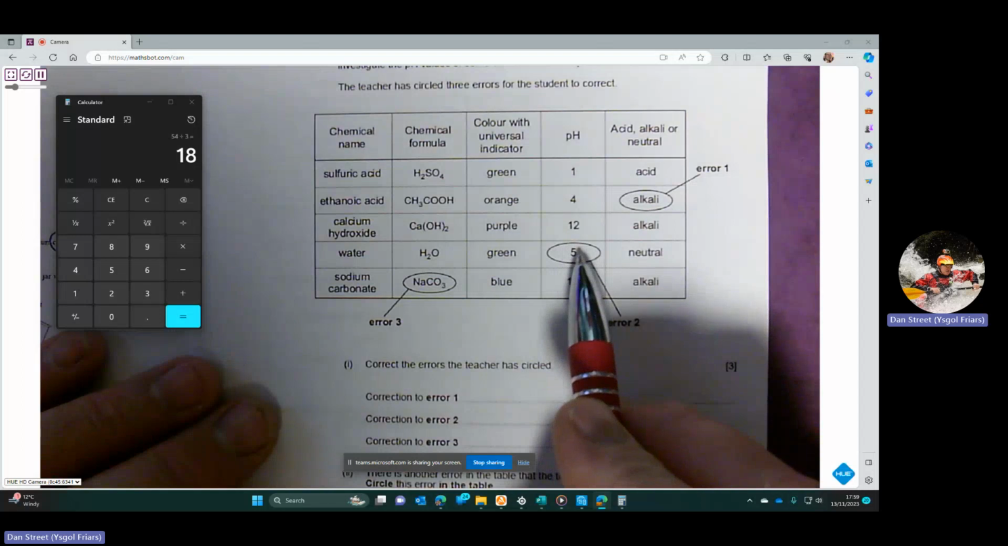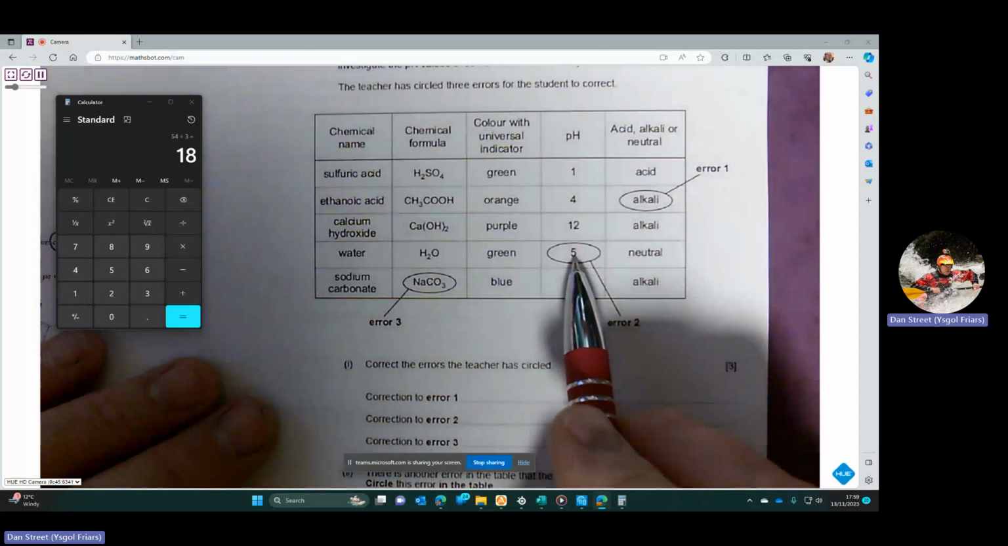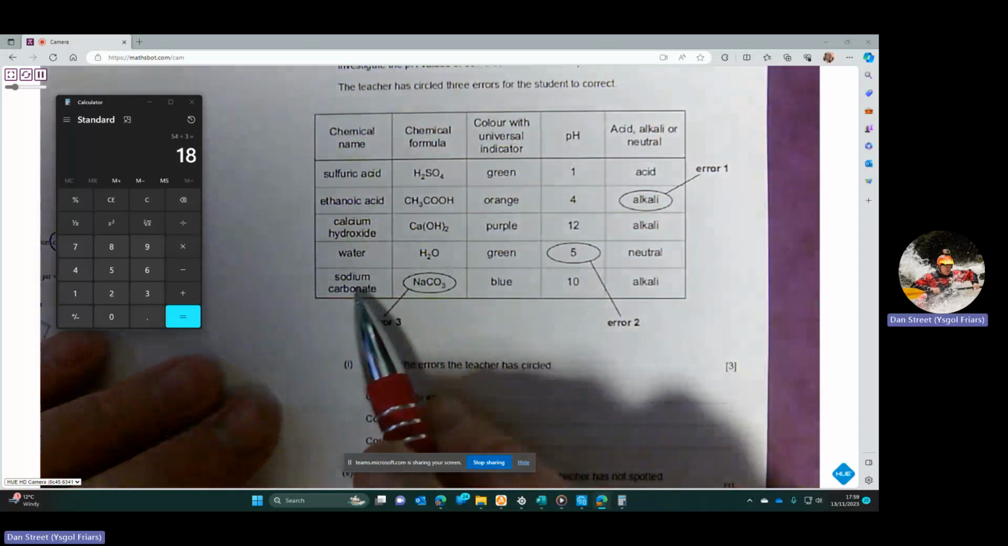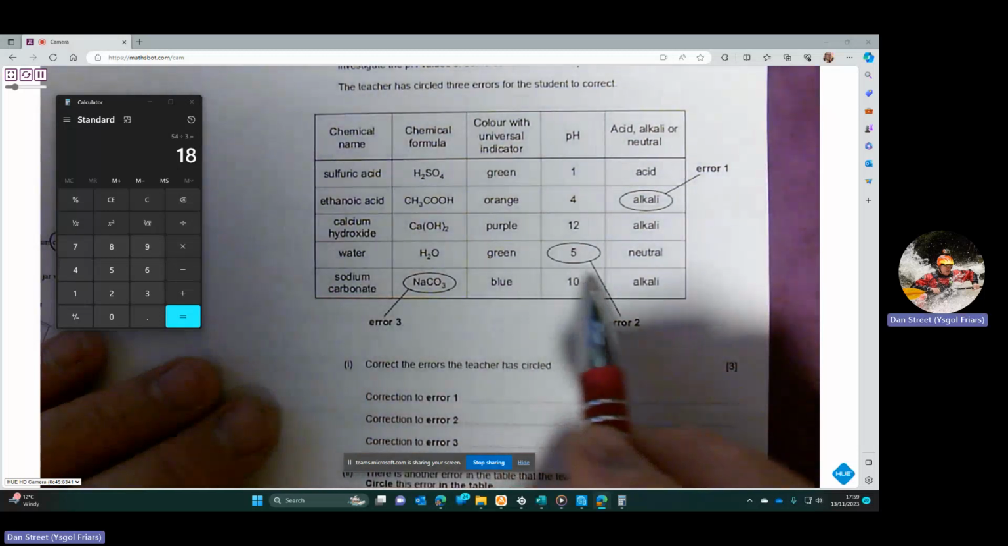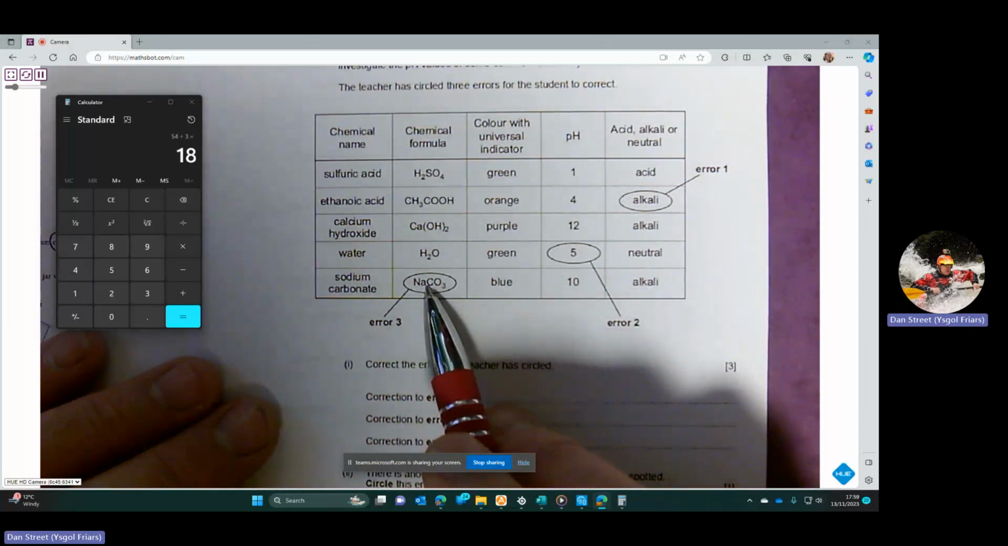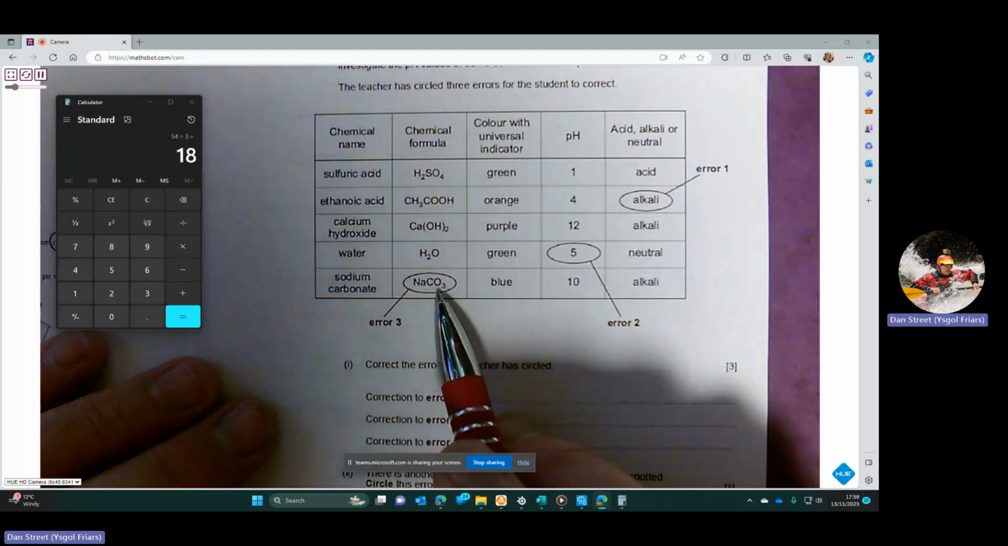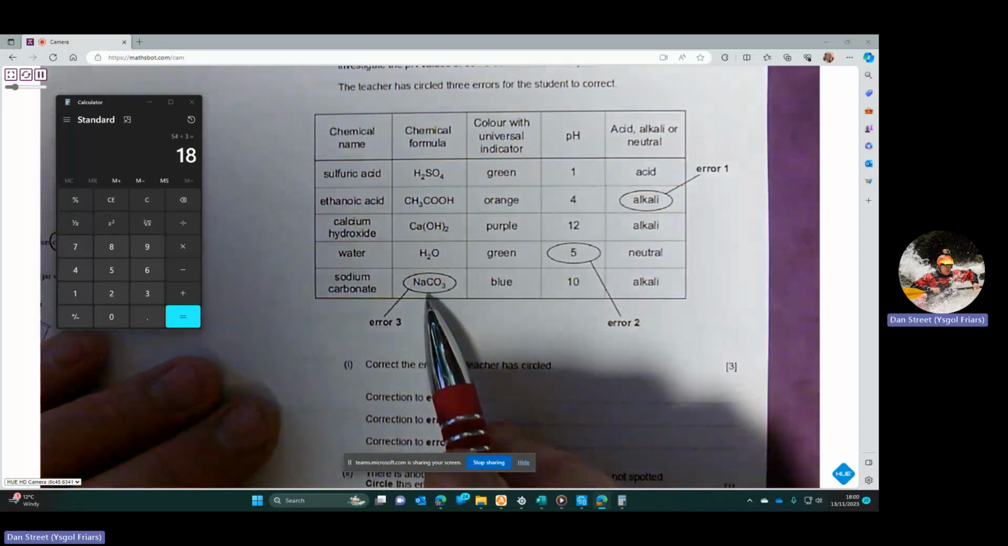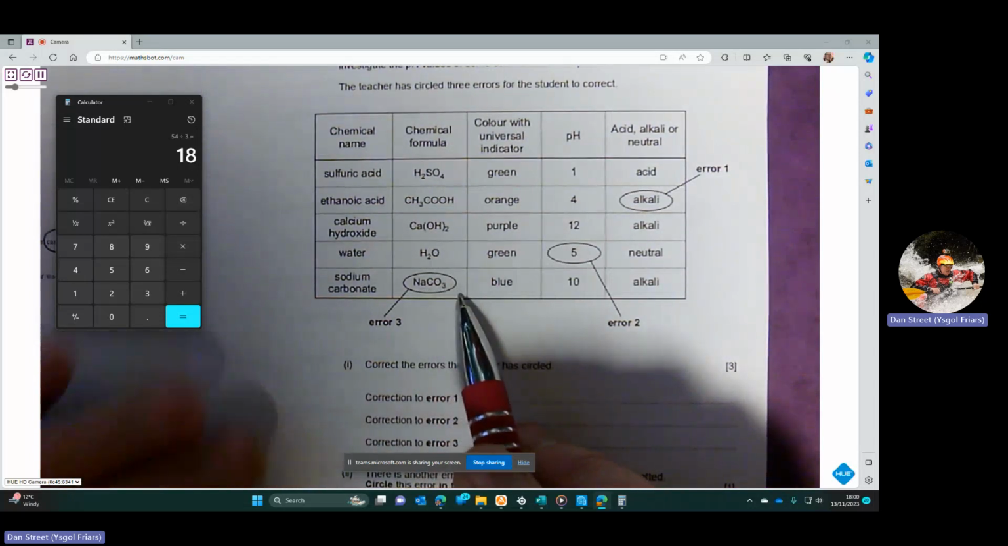However, the value of pH for neutral solutions is 7. And then sodium carbonate is an alkali. We would expect this pH, we would expect this colour of universal indicator. However, sodium carbonate, the sodium ion is Na+, and the carbonate ion is CO3 2-. So we need 2 sodiums for every carbonate. So that should read Na2CO3.